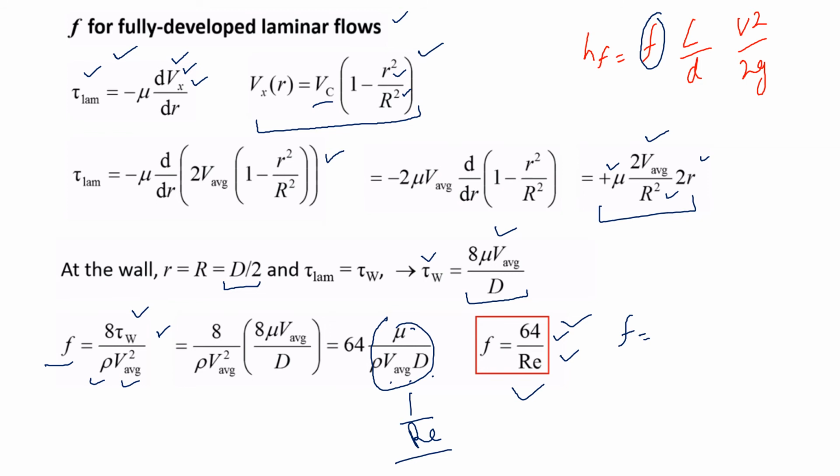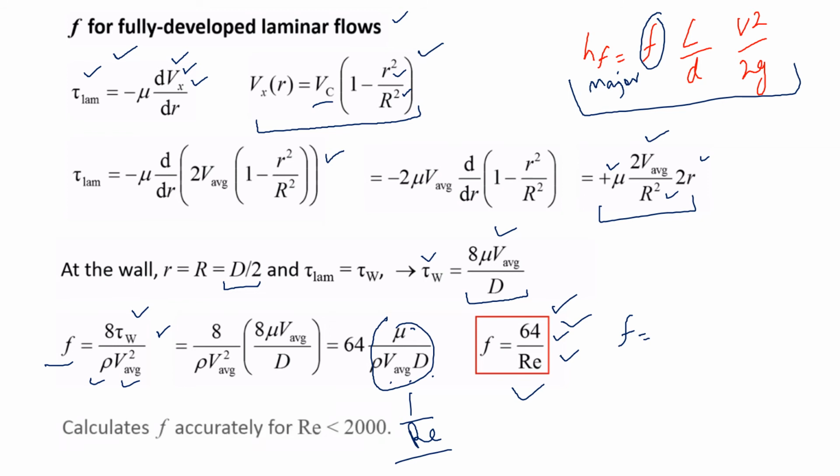So whenever we are going to use this equation for major losses inside a straight pipe and the flow is laminar, we will actually calculate the friction factor using this equation, and this will help us in finding our major head losses. So now let's have a look at the other flow regimes, that is the transition flow regime and the fully turbulent flow regime. And obviously this will accurately calculate the friction factor for a Reynolds number that is less than 2000, and we know that this is the laminar flow regime.